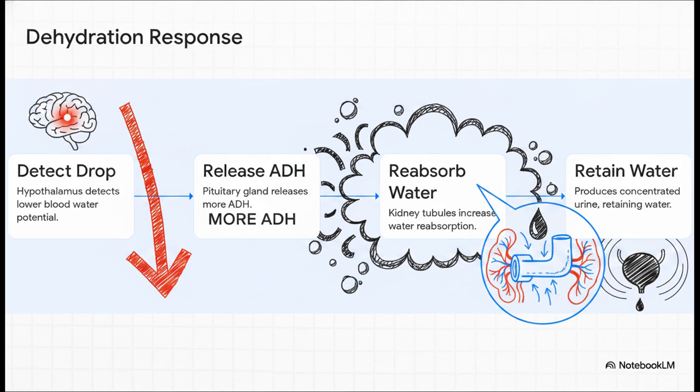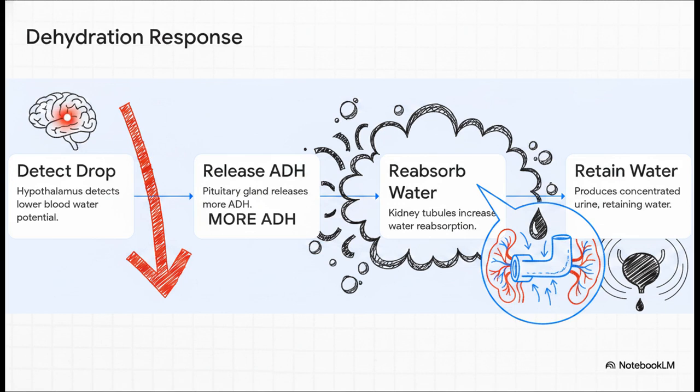Step 1. Observe this downward red vector arrow on the flowchart. That represents a severe drop in your blood water potential. Your hypothalamus detects this drop immediately. Moving to Step 2, this triggers the pituitary gland. Notice the text here scaling up in big, bold letters. It releases more ADH. The physical amount of the hormone absolutely spikes.